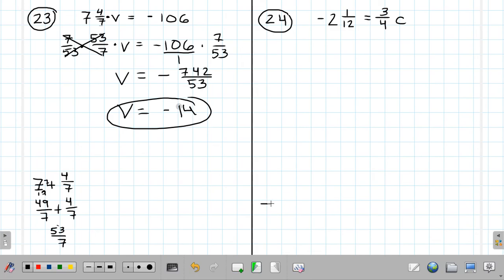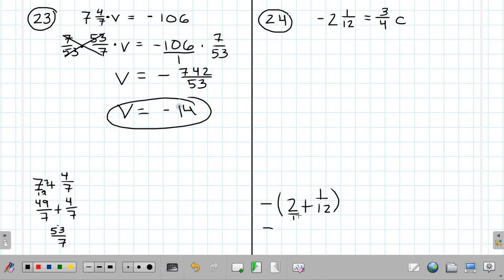And then the last one, dealing with a negative mixed number here. Well, once again, negative. So that means, if you want to think of it, that both the 2 and 12 have to be negative. So that's why I'm using parentheses here. But in this case, it would be negative.